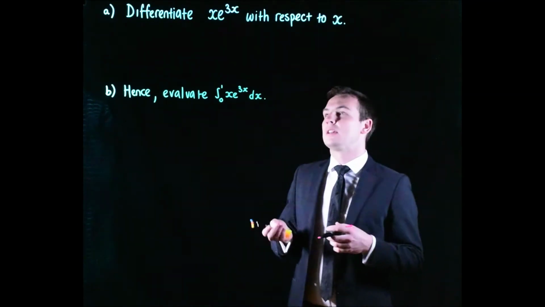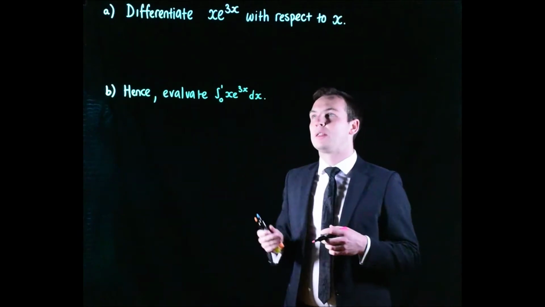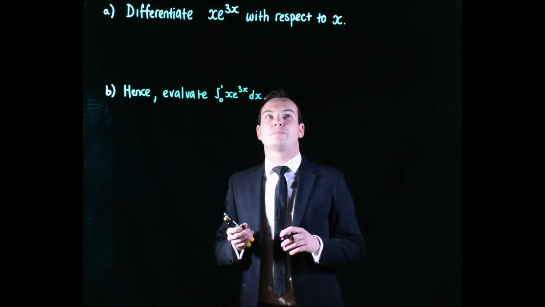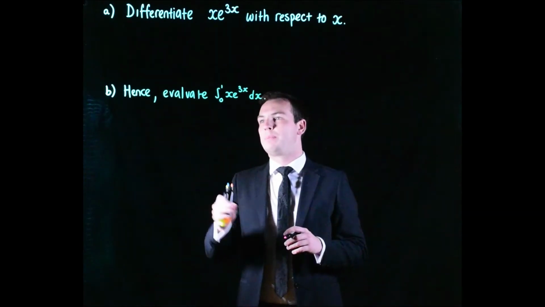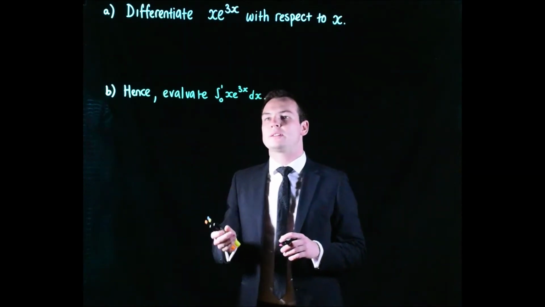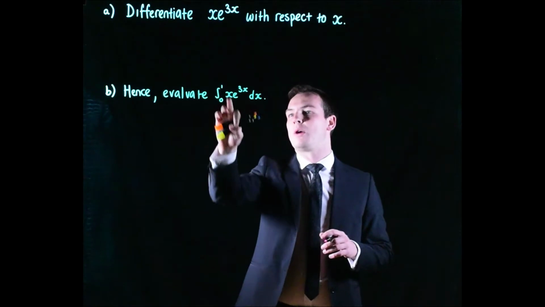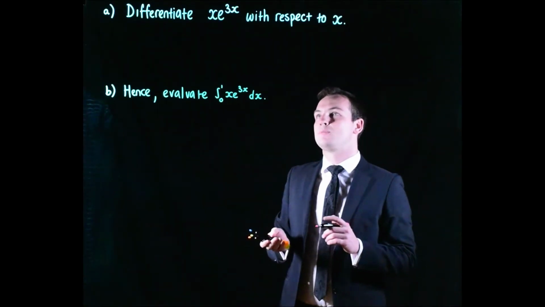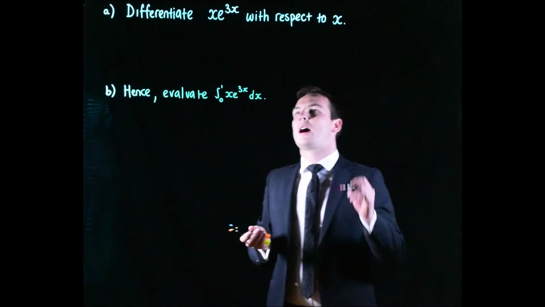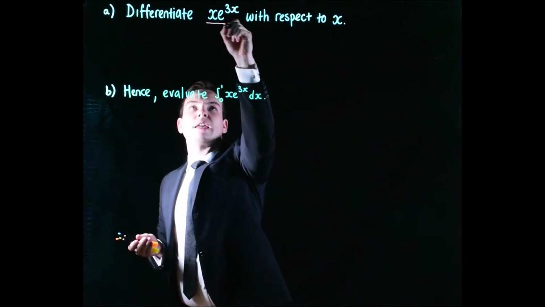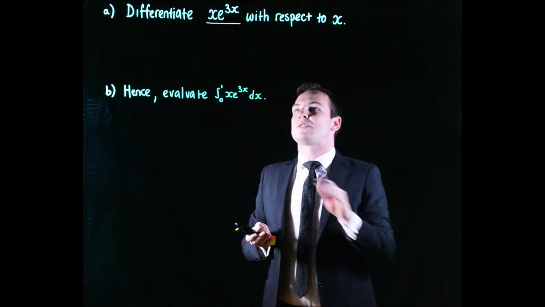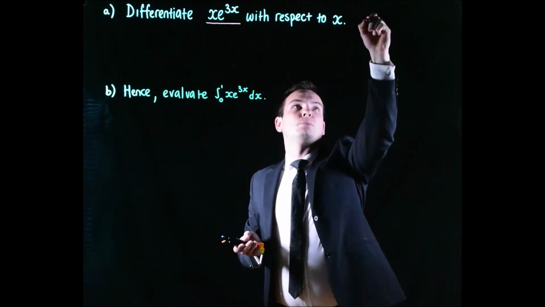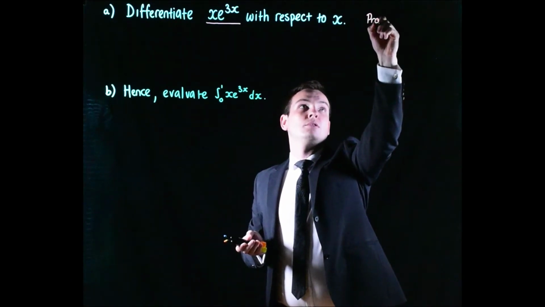So let's have a look at the example, and it says for part A that we want to differentiate xe to the power of 3x with respect to x. And then for part B, we want to evaluate the integral between 0 and 1 of x times e to the power of 3x dx. So first of all, if we're asked to differentiate xe to the power of 3x, that's two functions multiplied together. So we know that we're going to need to apply the product rule.